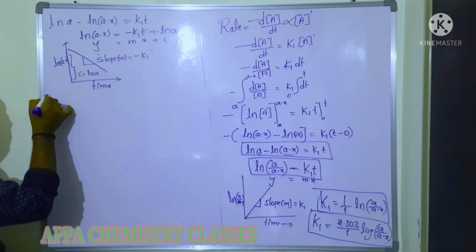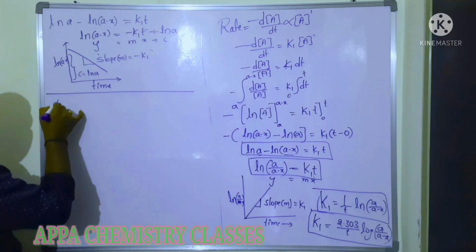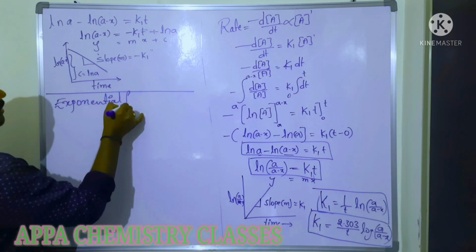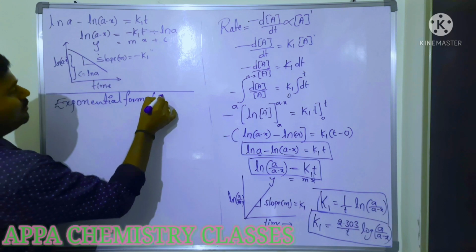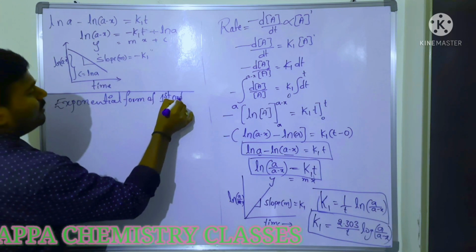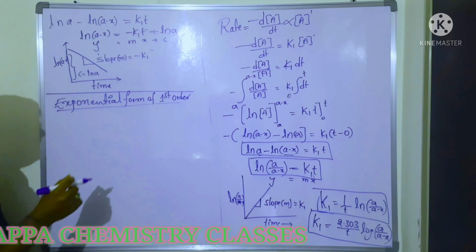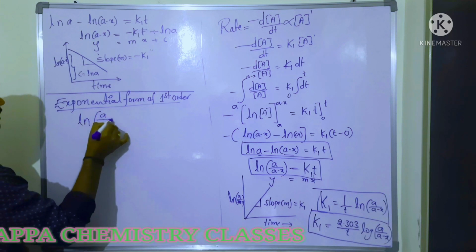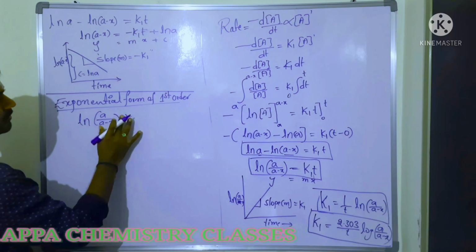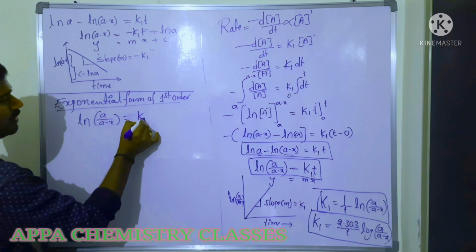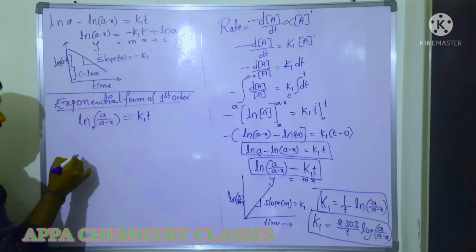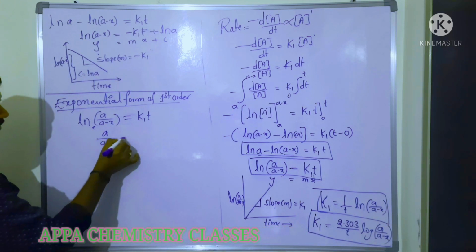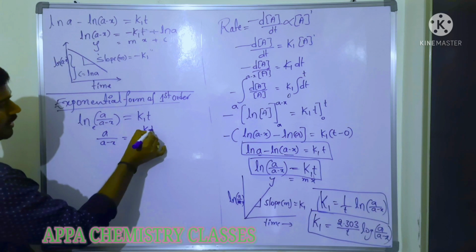Now we will see the exponential form of first order. What is the exponential form of a first order reaction, which is very important? We have this formula: ln of a by (a minus x) is equal to k1 into t. ln is nothing but base e. So if it goes to that side, a by (a minus x) is equal to e power k1t.